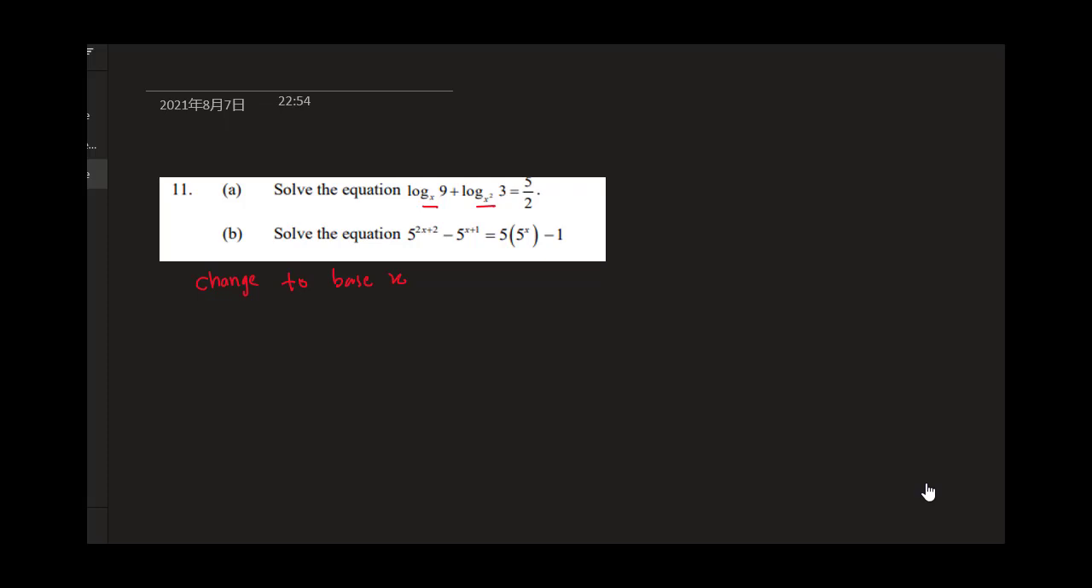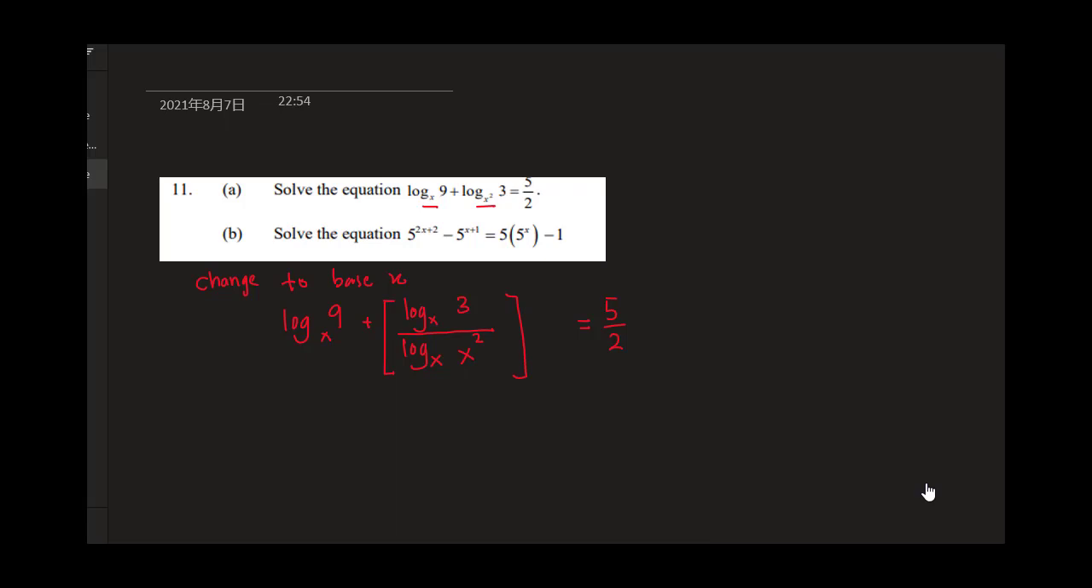So the first one is still log 9 to the base x plus. As long as it involves changing of base, a fraction will appear. The 5 over 2 we just copy. On top it will be log to the base x, and at the bottom it is also log to the base x. This will be 3, and this will be x squared. Clear with it?